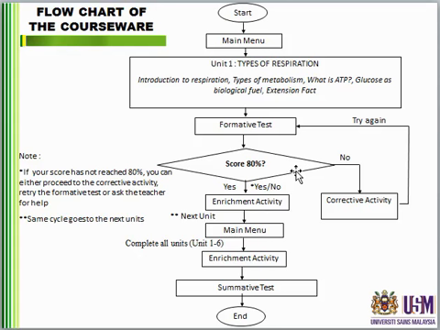If they did not score that, they can go through the corrective activity, or they can actually proceed by going through the formative test, or in fact ask the teacher for help. Then once they get the 80%, like the rest of the students, they will go through the enrichment activity and the main menu. They will go through maybe the second unit and the rest. They need to go through all 6 units, and then they will have one final enrichment activity and a summative test to check where they are.